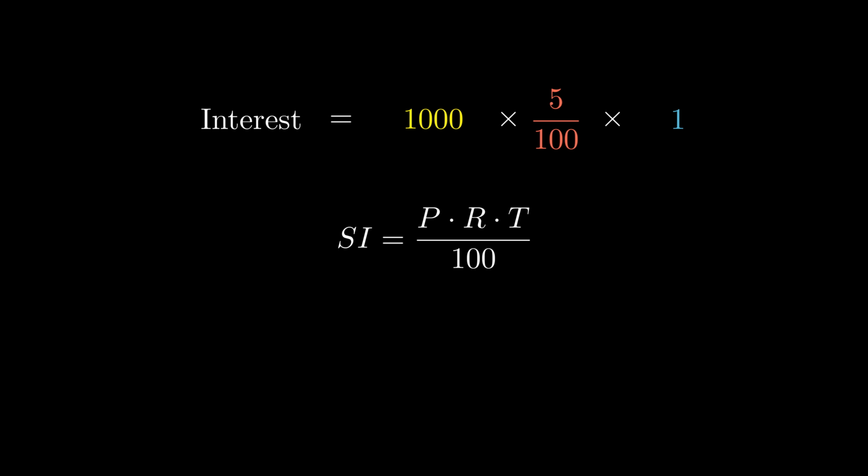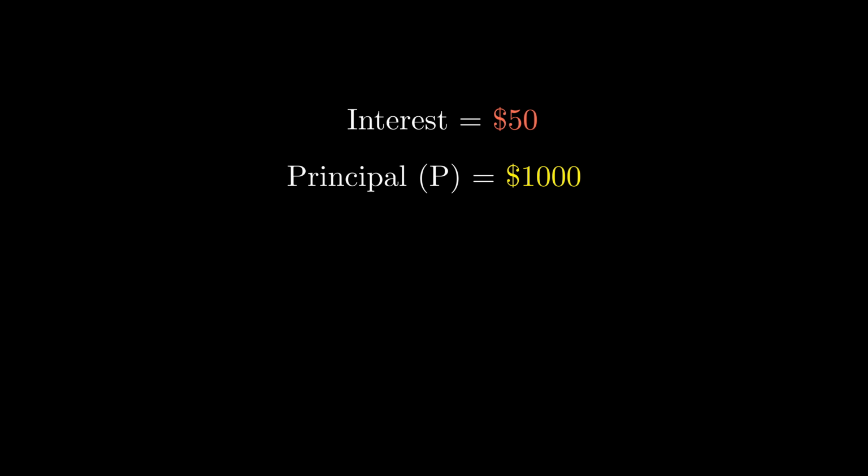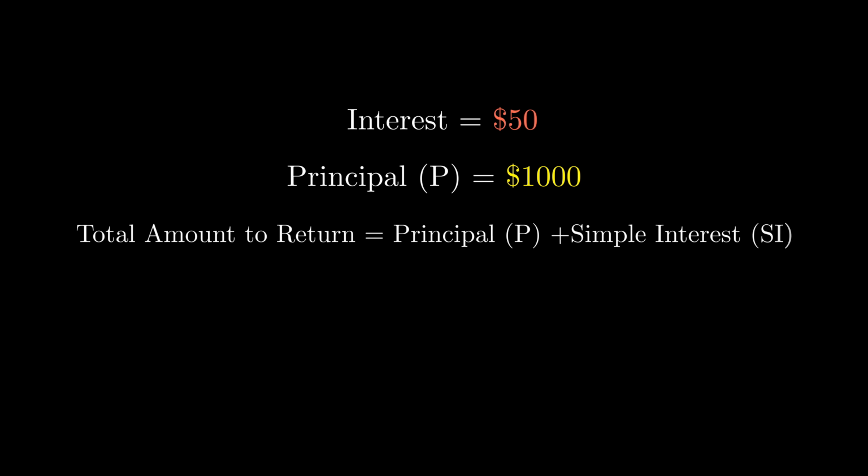Interest equals 1,000 times 5 over 100 times 1, which equals 50. The dollar sign is re-added to indicate the amount in dollars, but this is just the interest. To find the total amount to return to our friend, we add the principal amount. So, the total amount to return equals principal plus interest, which gives us $1,050.